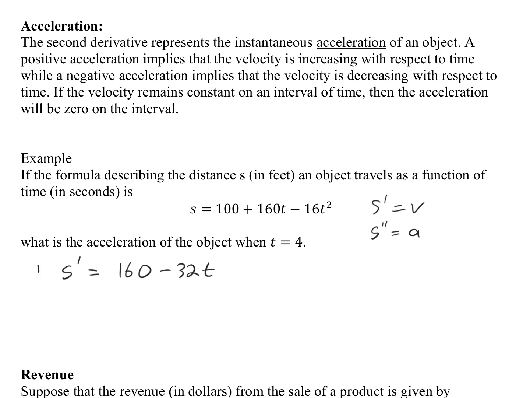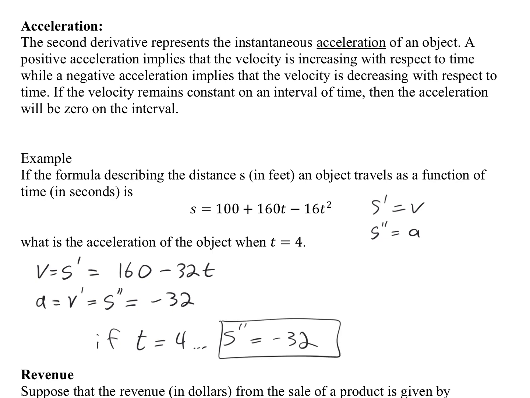That is your velocity. Velocity is equal to the first derivative of the position function. Acceleration is equal to the first derivative of your velocity function, which would be the same thing as saying the second derivative of your position function. So we get negative 32 in this instance. The question says, what is the acceleration of the object when time is equal to 4? So if t equals 4, the second derivative is equal to negative 32.